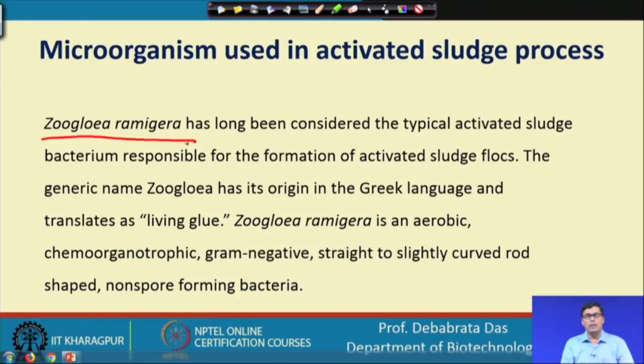Now, one very important thing is that in this aerobic process we use one key organism, what we call Zoogloea ramigera. What is the speciality of the organism? The speciality of the organism is that it produces polysaccharide gel. It produces polysaccharide gel. So, what is happening?